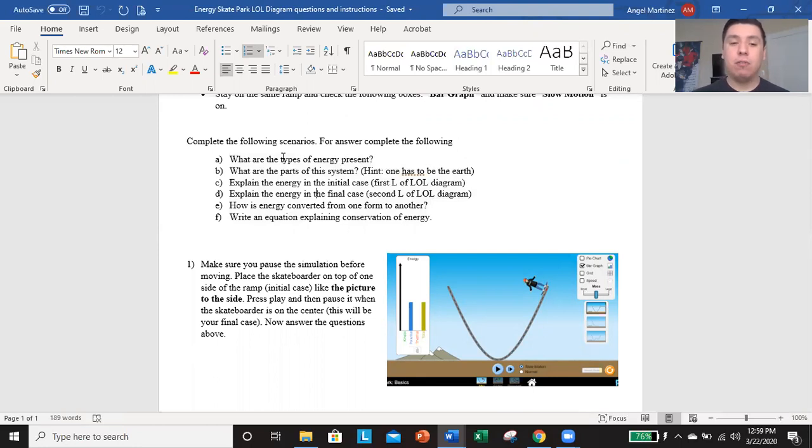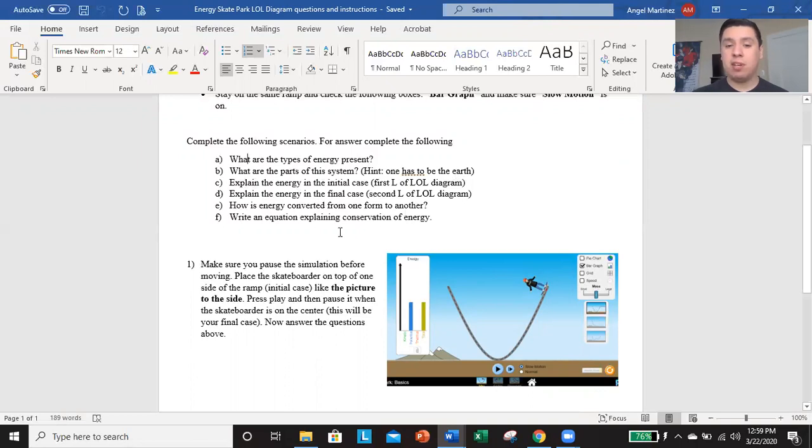Okay, so the first question says, what are the types of energy present? The second question is, what are the parts of the system, where one of the parts has to be the Earth? Explain the energy in the initial case. If you remember the LOL diagram, the first L is the energy that's present in the initial case, before you start. Explain the energy in the final case. That's the last L, where the energy is at the end. How is energy being converted from one form to another? I'll go over that in an example.